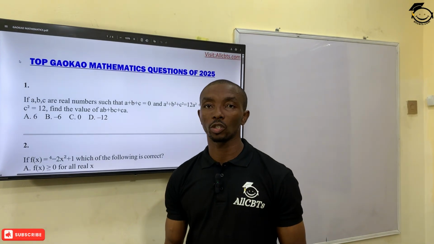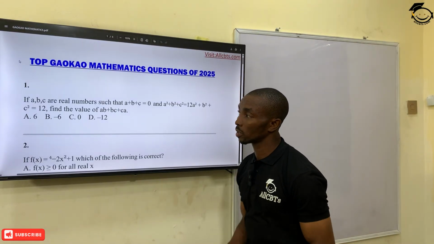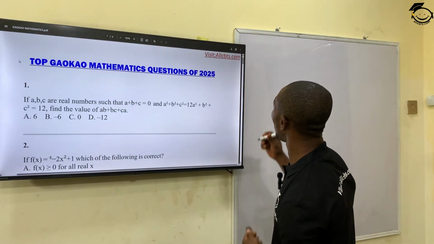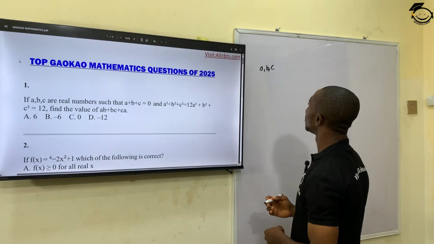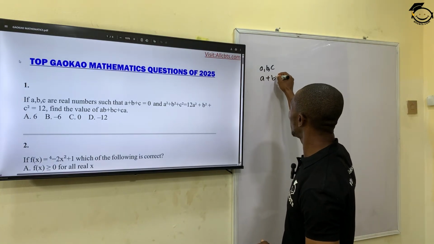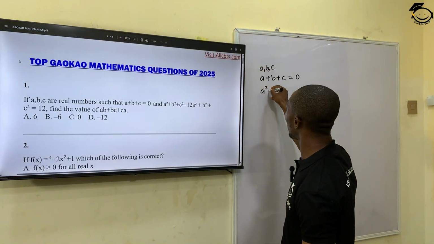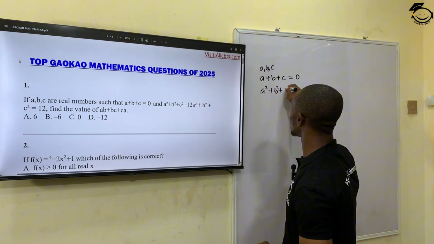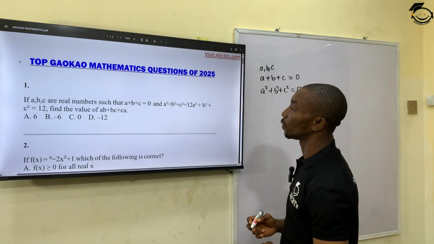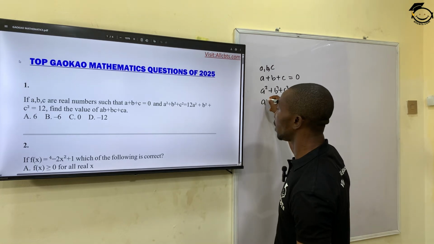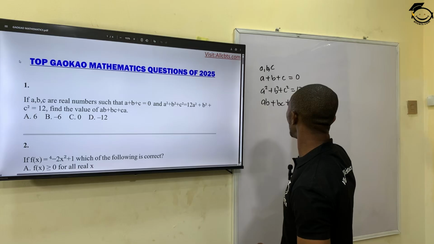Today we'll be looking at top Gaokao Mathematics questions. Alright, our first question says, if A, B, and C are real numbers, such that A plus B plus C equals 0, and A squared plus B squared plus C squared equals 12. Now, we should find AB plus BC plus CA.